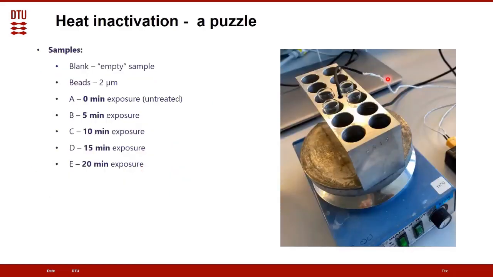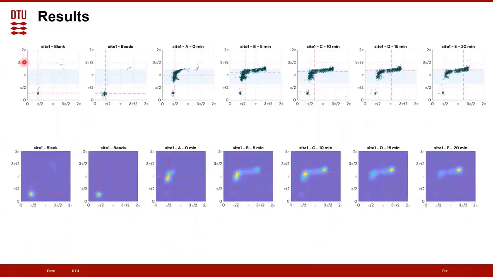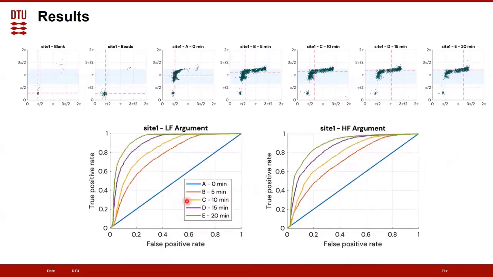Now, to investigate this further, we increased the heating time from 5 to 20 minutes. And indeed, we see that the untreated bacteria show this banana shape as we know it, but every time we increase the time of heating, we slowly move the bacteria to position 3, like with the ethanol. And this can also be seen in the log plots, where we have the curves moving towards the corner here, where we have the best differentiation between viable and non-viable bacteria.